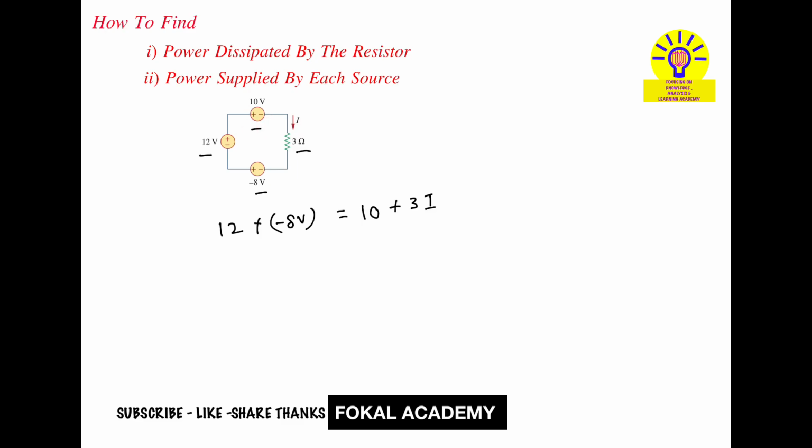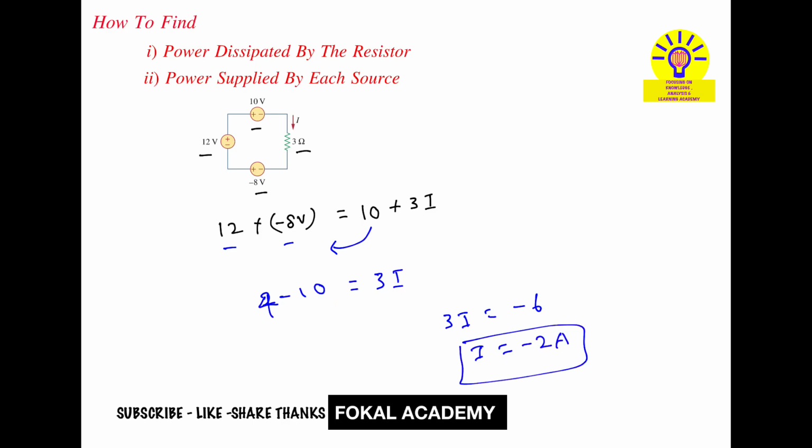So I am considering this current direction, and based upon that these two sources will be on one side and the other on the other side. Now 12 minus 8 is 4, minus 10, equals 3I. So 3I equals minus 6, so I equals minus 2 amperes. This is the current in the circuit.